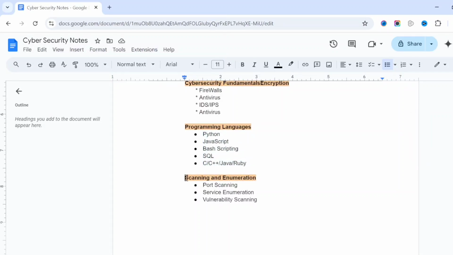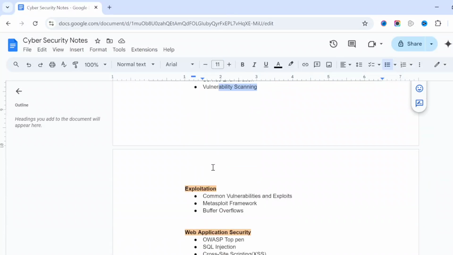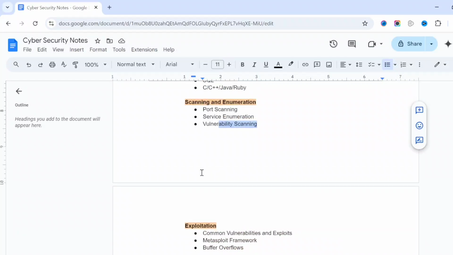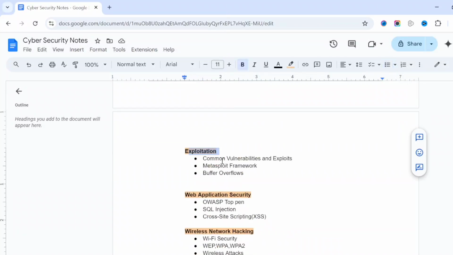Next, scanning and enumeration. Here we have port scanning, service enumeration, and vulnerability scanning also. So these are the concepts to be covered in scanning and enumeration. Next, exploitation: common vulnerabilities and exploits, the Metasploit framework, which is a cybersecurity framework, and buffer overflow. So these are the concepts to be covered in this topic.